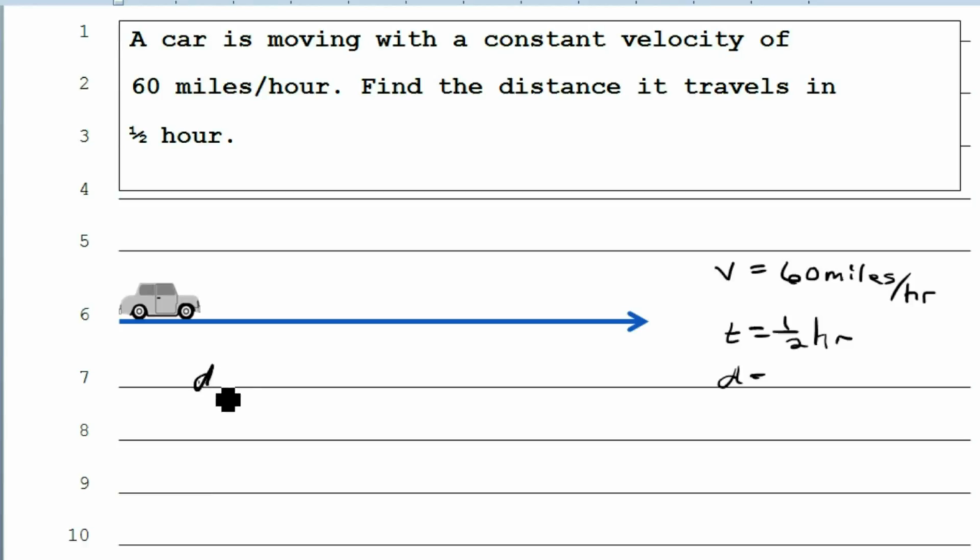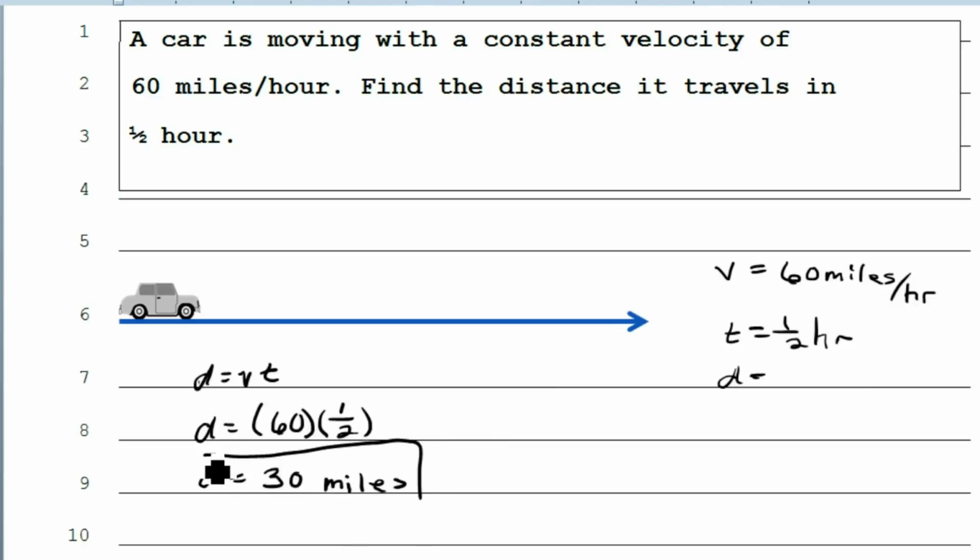And write down the fundamental motion equation, d equals vt. We find d, so we don't have to manipulate this equation at all. We can just directly calculate it from what we're given, 60 miles an hour, and time is 1/2 hour. So d, the distance, will be 30, and it will be in miles. It's pretty simple and basic.